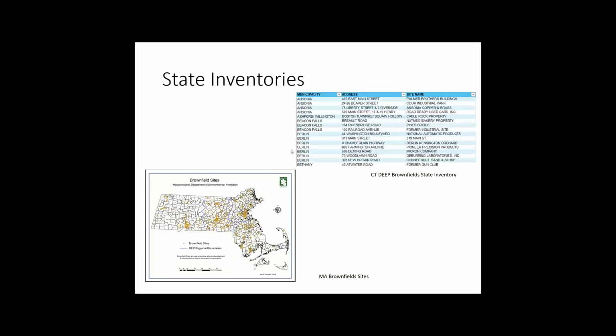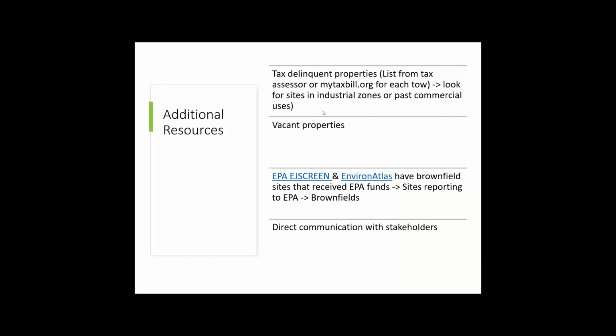I have here some examples of state inventories. Massachusetts has a map and an Excel list that you can find online, and Connecticut also has an Excel list with different sites. Those sites have entered either a federal or state program, so you can take a look at those and see, first of all, if they're active brownfields or redeveloped brownfields, but they definitely serve as a very good starting point.